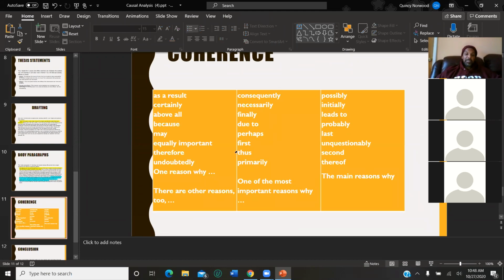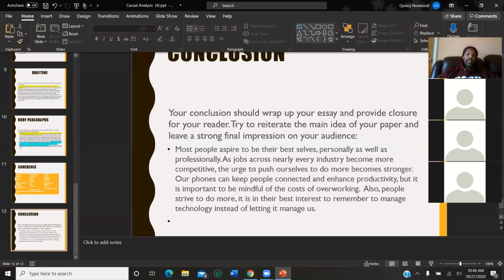And then I just put some transitions here that you would typically hear in a causal analysis. So you can view that slide on your own. And then finally, wrap it up. One of the guidelines about conclusion paragraphs: you don't want to introduce any new material in your conclusion. But think about what you want to leave your audience with.